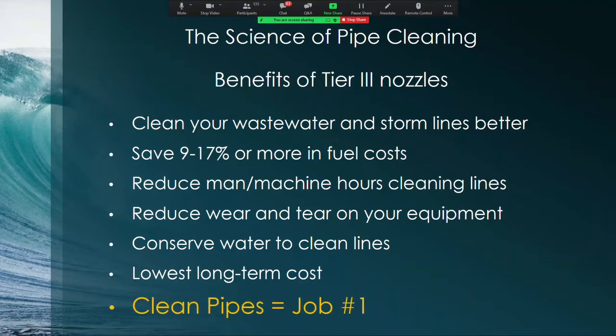Clean pipes, that's job one. If at the end of the day we're not doing the job, we're not getting the pipes clean, then we have to shake our heads and scratch our ears and say, why are we not doing this better?